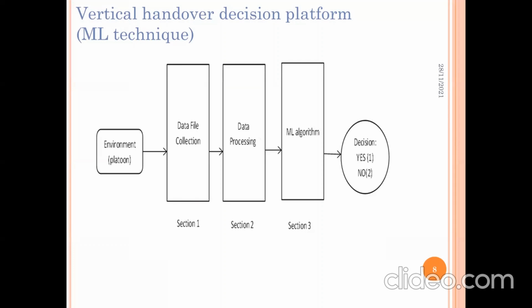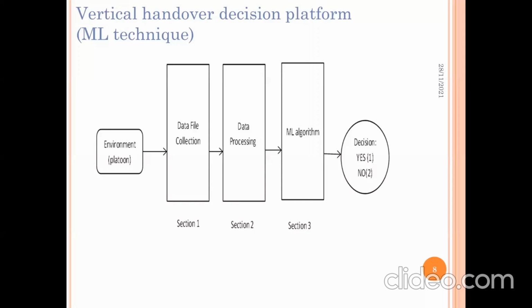The second section is the data processing. This section is very crucial in every project, where we replace the unneeded parts of the data by the useful ones, because analyzing a smaller data set is easier and faster, especially for machine learning algorithms. The third section is applying the machine learning algorithm to take our decision related to vertical handover.